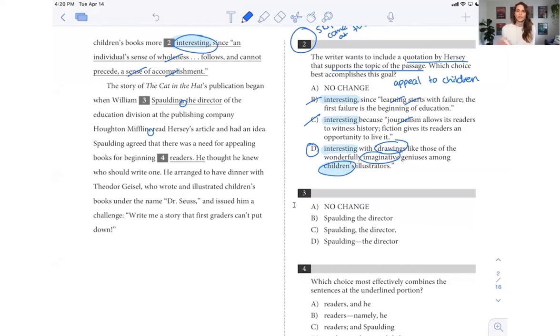So before I even look at the answer choices, and I would physically just cover up the answer choices and not be tempted to look over there, I am going to cross off what's between those two commas and see if it still makes sense when I read that sentence. So the story of the Cat in the Hat's publication began when William Spalding read Hersey's article and had an idea. That works. So I need the pair of commas. I can't just get rid of a comma.